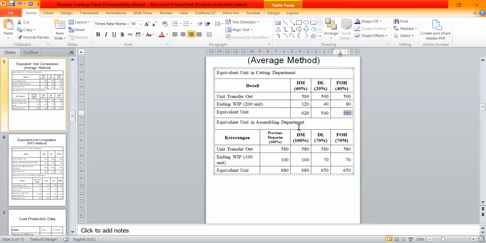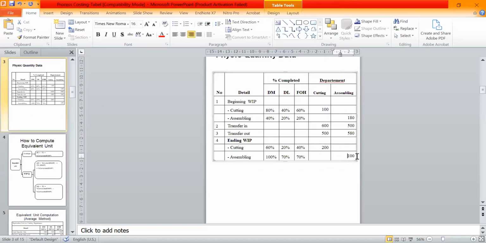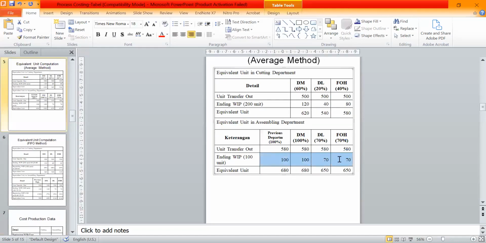And then you can continue your computation of the equivalent unit in the second department, the assembly department, just the same, but be careful in using which number. Okay, so for the assembling department, the second department, we use this number with this percentage. So 100 multiplied with 100 for the direct material, 100 multiplied with 70% for the direct labor. So as you can see here, right?